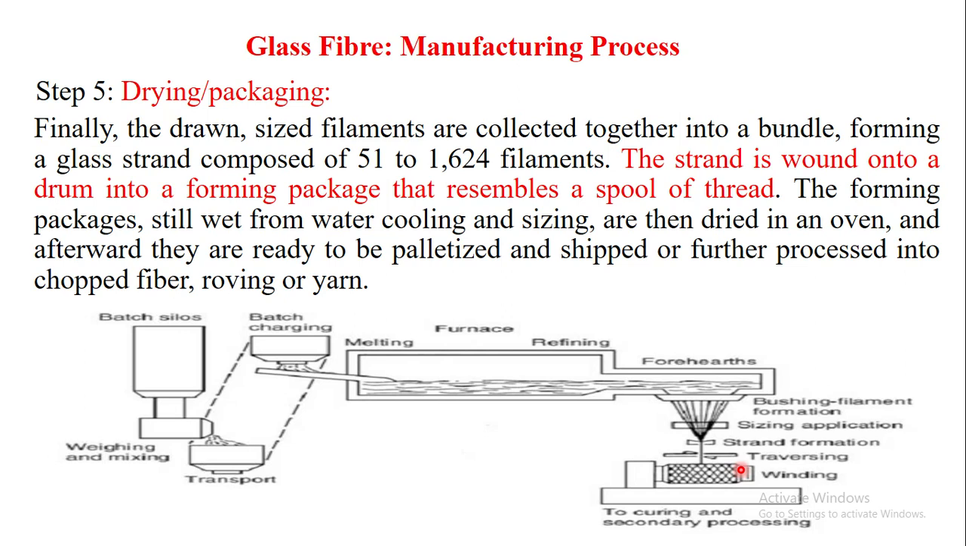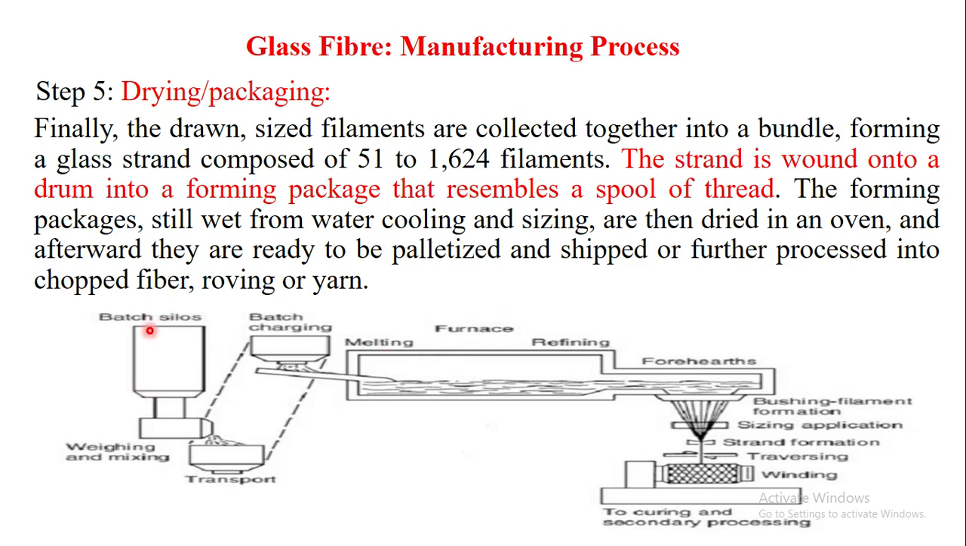The forming package is still wet from water cooling and sizing. After the products are coated, the cooling process should be done. They are then dried in an oven, and afterward they are ready to be palletized and shipped or further processed into chopped fibers, roving or yarns, forming yarn for roving and so on. This process is how we manufacture glass fibers.